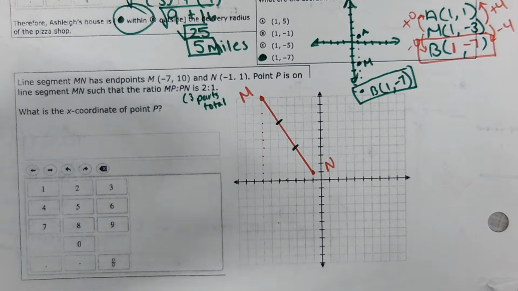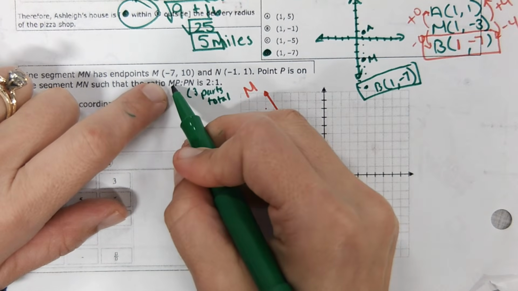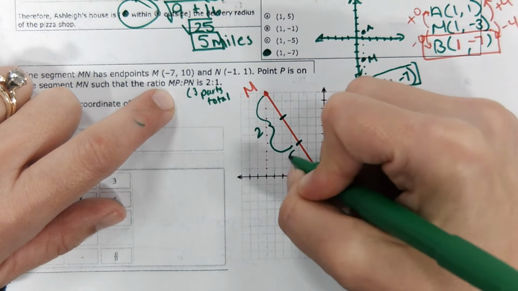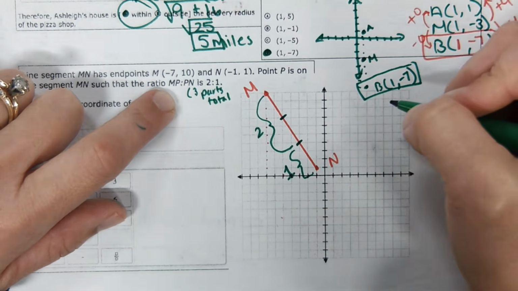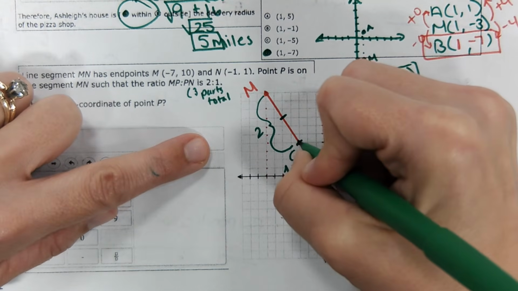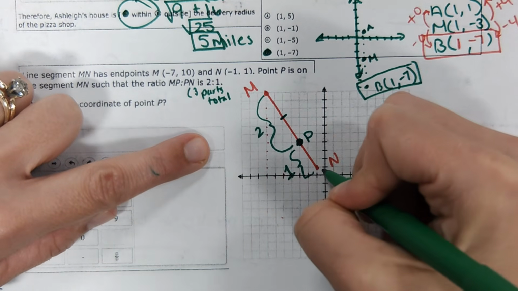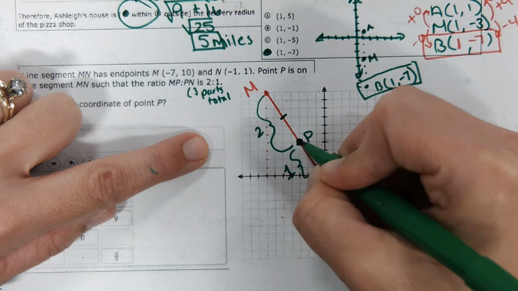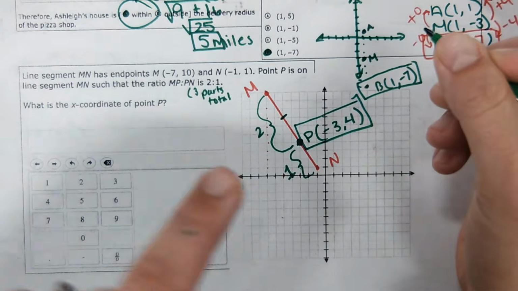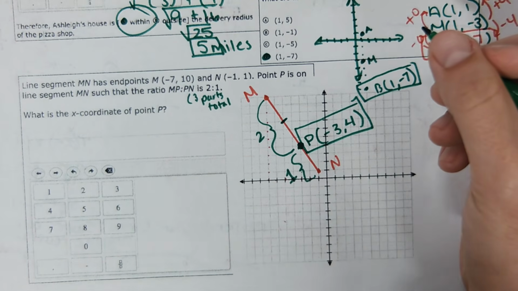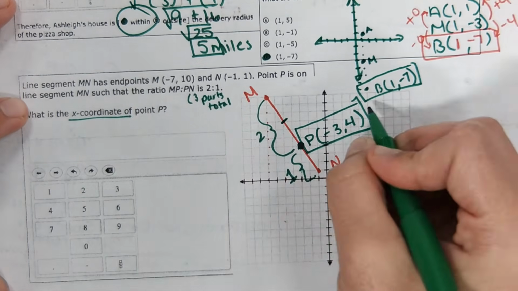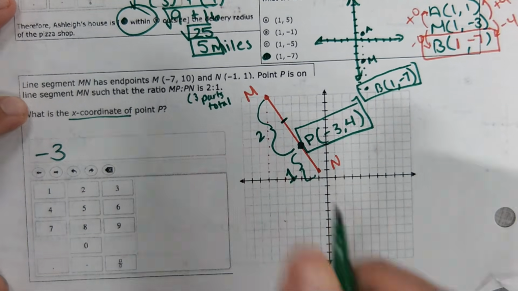Okay, then we need to break it up into a 2 to 1 ratio with the 2 starting at the M. So this is 2 parts to 1 part. So that's your 2 to 1 ratio. And then it's saying P breaks it up into the 2 to 1 ratio. So P must be right here. And P is at negative 3, 4. Cool. And the problem asks for what is the x-coordinate of P. Well, the x-coordinate is negative 3.